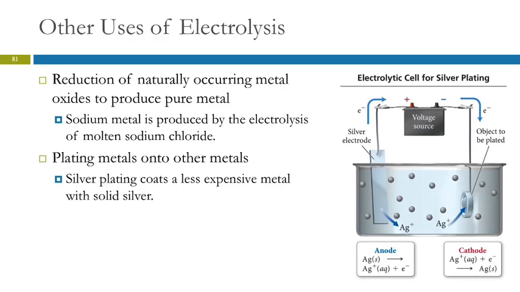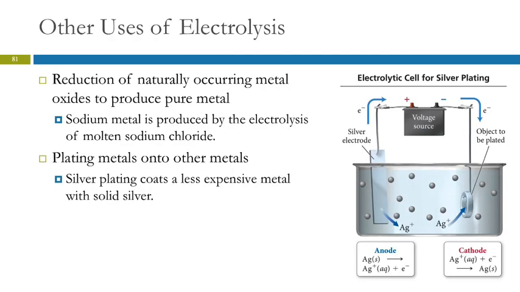You can take molten sodium chloride. Sodium chloride is pretty easy to come by. You can melt this. It will melt at a very high temperature, and then apply a voltage source, and you can cause the sodium ions to be reduced to form sodium metal, and then the chloride would be oxidized to form chlorine gas.